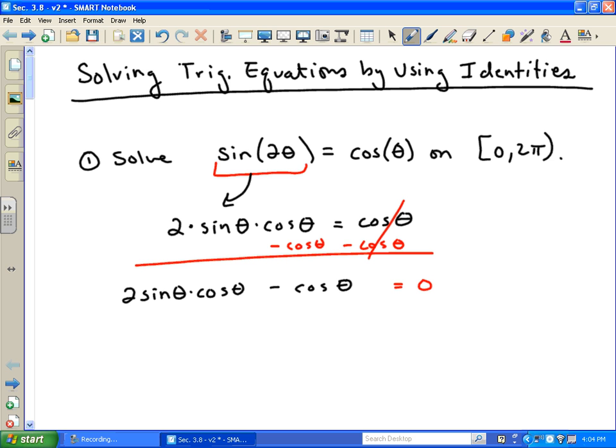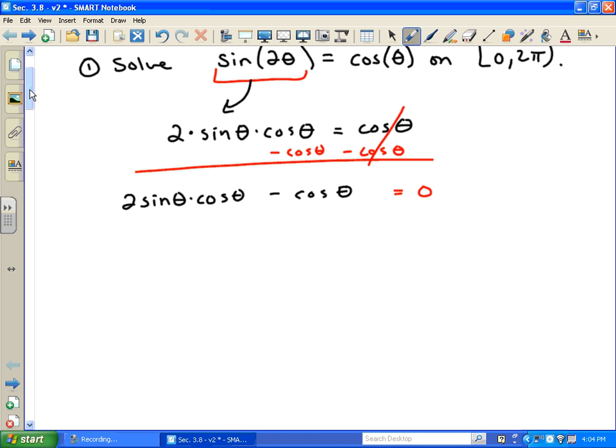And then we notice that the two left-hand terms have a cosine of theta in common. What's going to happen from here is I can factor out that common cosine factor. So I'll have a cosine of theta on the outside, and then on the inside I have 2 sine of theta minus 1 equals 0.